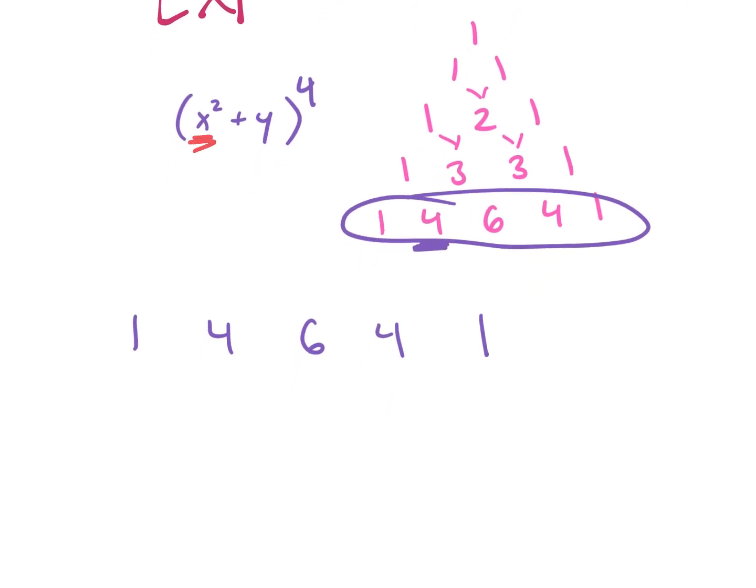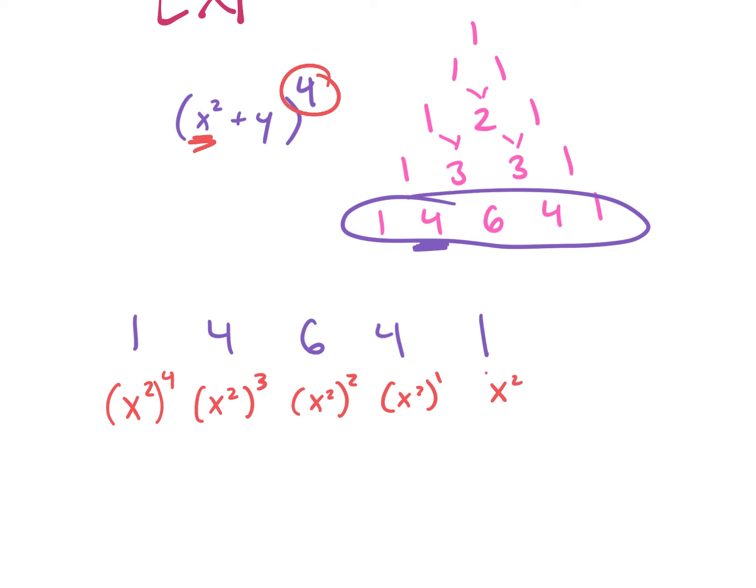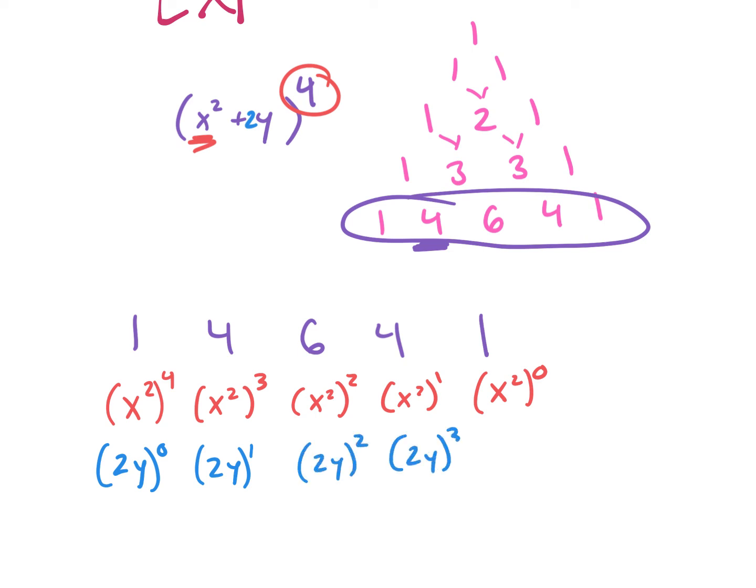Remember, we start with the first term, so x squared, and then it'll be to the 4th power, x squared to the 3rd power, x squared to the 2nd power, x squared to the 1st power, and then x squared to the power of 0. So what one would be like? I'm going to change this. Let's say it's 2y, so it'd be 2y to the power of 0, 2y to the power of 1, 2y to the power of 2, 2y to the power of 3, and 2y to the power of 4.